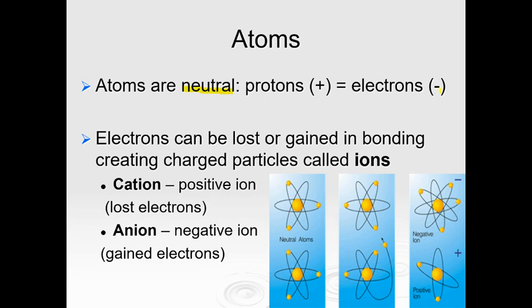Now, the thing is atoms may not be, quote unquote, happy in that state. And so sometimes what will happen is, in forming bonds, atoms will either lose electrons or they'll gain electrons. And at that point, we no longer call them an atom, we now call them an ion. An ion, by definition, is a charged particle, okay? Now, if an atom were to lose an electron, they now have more protons than electrons, and that gives them an overall positive charge, and we call those cations. And if they were to gain electrons, they're now going to have more negatives than positives, and we call those anions.